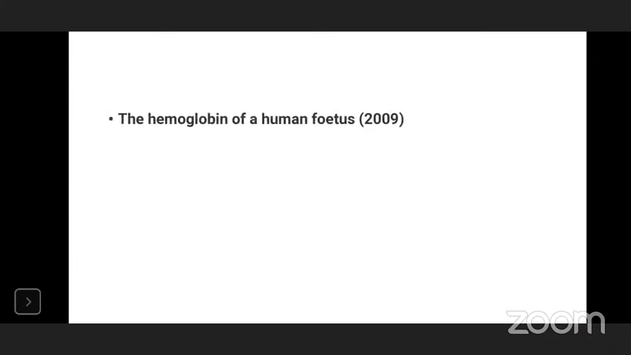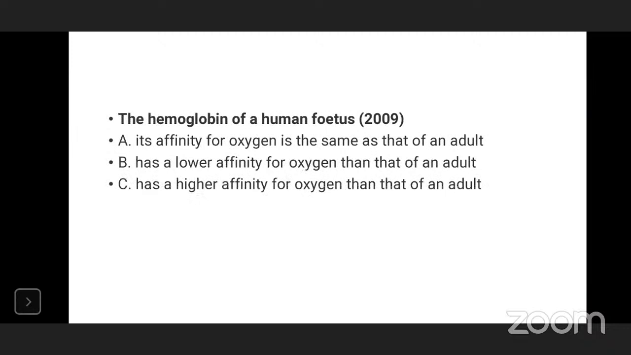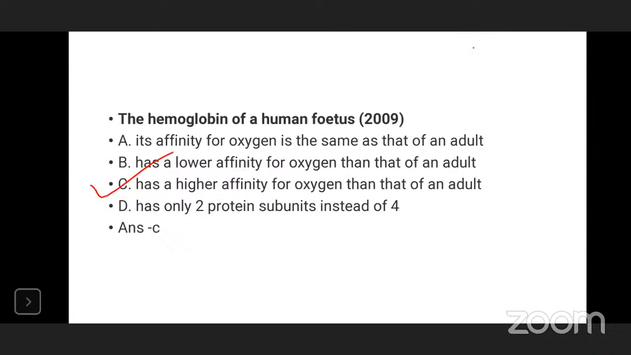The hemoglobin of a human fetus: its affinity for oxygen is the same as that of an adult, has a lower affinity for oxygen than that of an adult, has a higher affinity for oxygen than that of an adult, or has only 2 protein subunits instead of 4. So the correct answer is C, that they have a higher affinity for oxygen when compared to the adult.